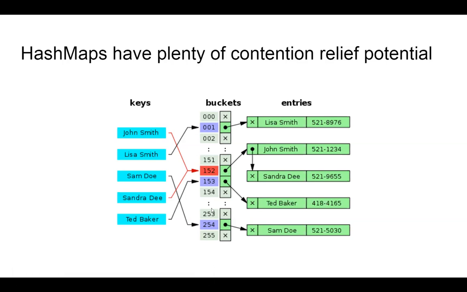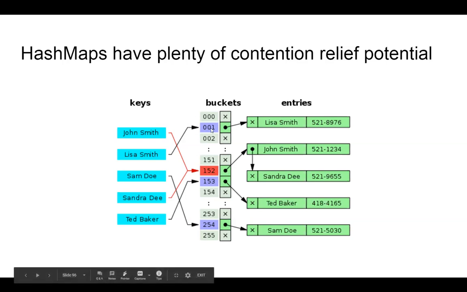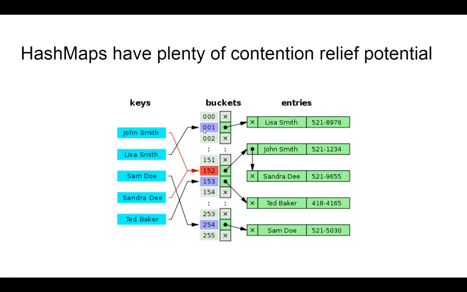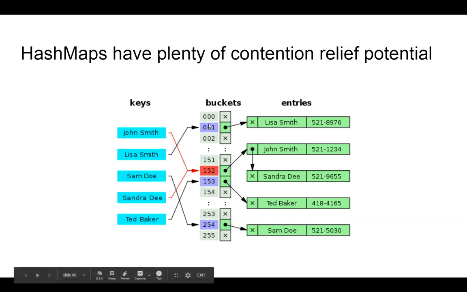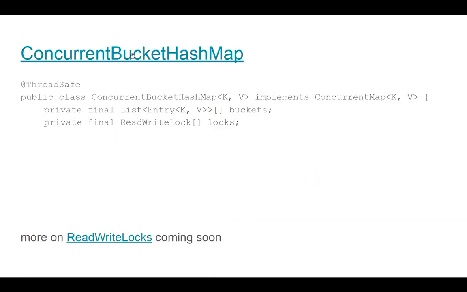You can make it so that, in this case, there's 256 buckets. If you have a certain number of locks, let's say 256, although it doesn't have to be, and the locks protect a certain number of the buckets, while Lisa Smith is being added to 01, John Smith can be adding over here. Now, maybe Sandra D has to wait because you have a lock protecting these two, but Ted Baker can go in parallel and Sam Doe can go in parallel. So we're going to build a data structure that has a lock per bucket. It doesn't have to be that way, but it seems like the easiest way to go. If you think about it, the hash map data structure just inherently has some contention relief built into it. So that's nice. You're going to build this.